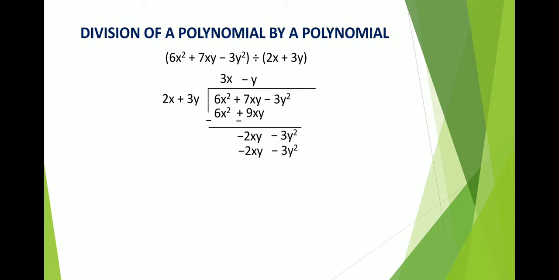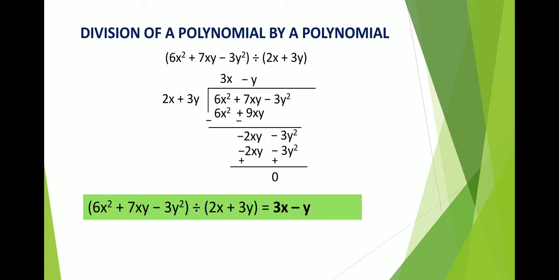Now the sign changes because of subtraction. Minus 2xy becomes plus 2xy, and minus 3y squared becomes plus 3y squared. So when you subtract, the remainder again comes out to be 0. So 6x squared plus 7xy minus 3y squared, when divided by 2x plus 3y, the quotient is 3x minus y.